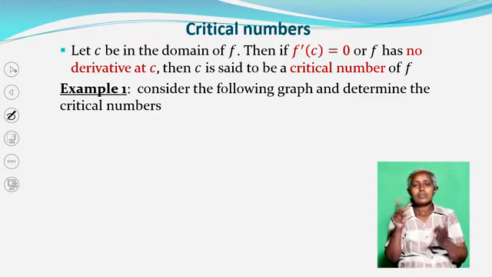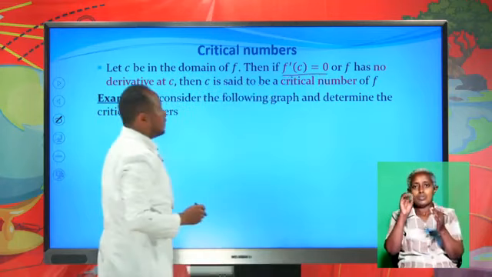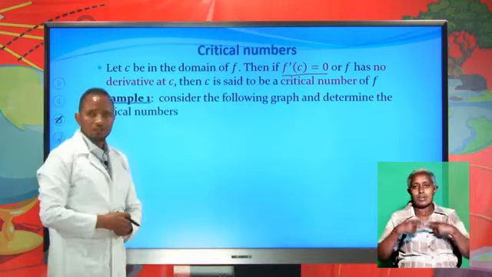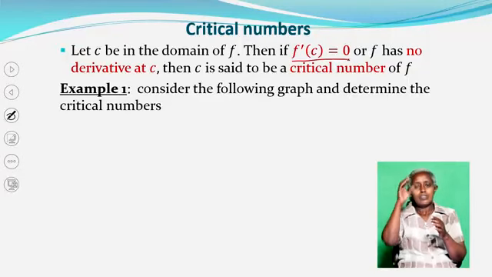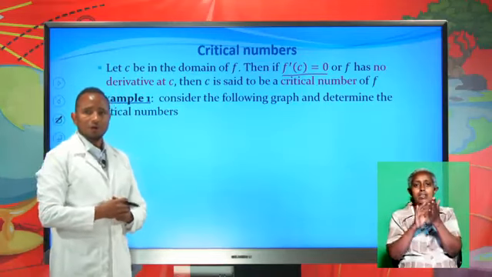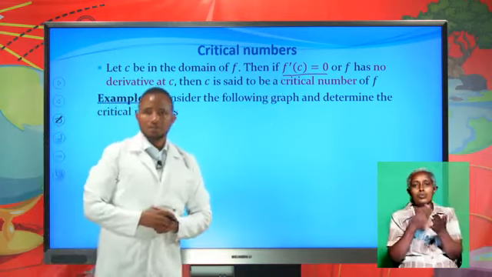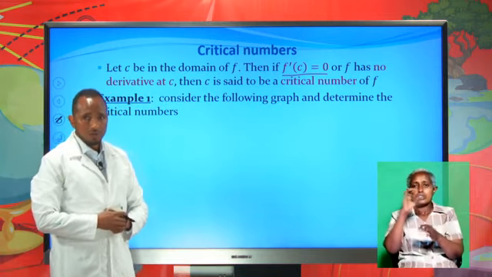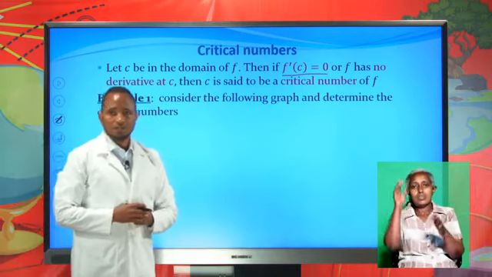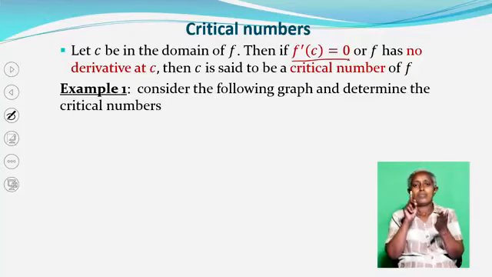Let c be in the domain of f. If f derivative of c is equal to 0 or f has no derivative at c, then c is said to be a critical number of f. A function is given to determine the critical number. What you do is simply determine the point where the derivative of that function is 0 or the point where the derivative of that function does not exist. So let's see an example for this.